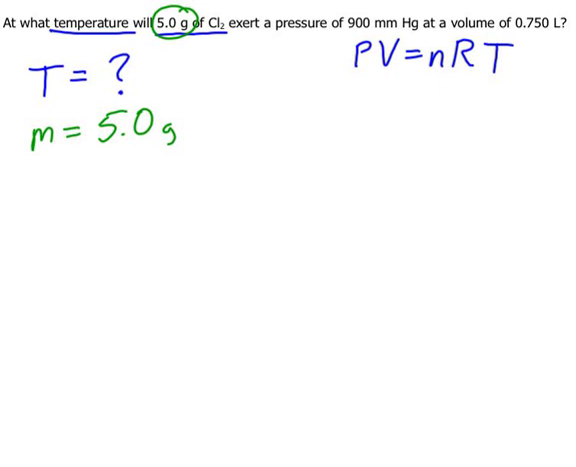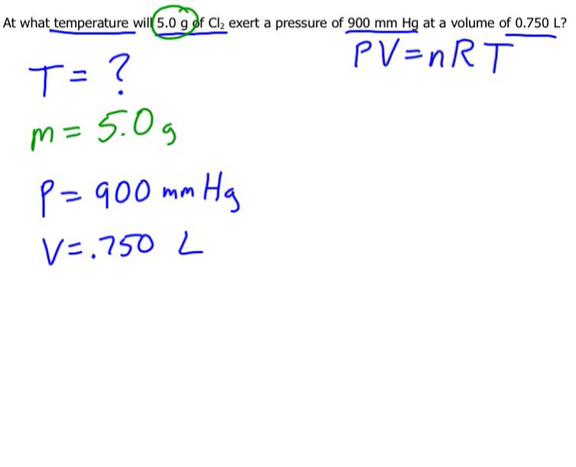Keep going. I have here my pressure is 900 millimeters of mercury. And I know my volume is 0.75 liters. And as always, R, you're going to start to remember this number over time. It's 0.0821 liters times atmospheres over moles times Kelvin.